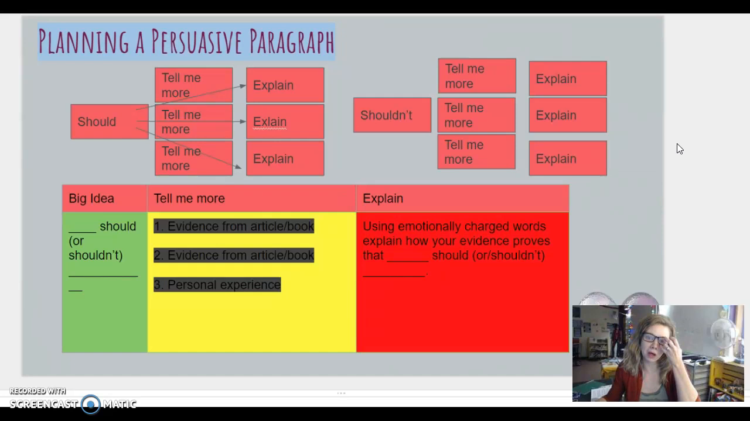Now, sometimes you will have a prompt and you clearly have an opinion about it. You're like, I definitely think that should happen. Then you would just write that here. So you would just choose it and put it here in your big idea. But there's times when you have a prompt that you're not really sure about. You're like, I think this is what I want my opinion to be, but I don't really have any evidence about it. Then you should take a step.